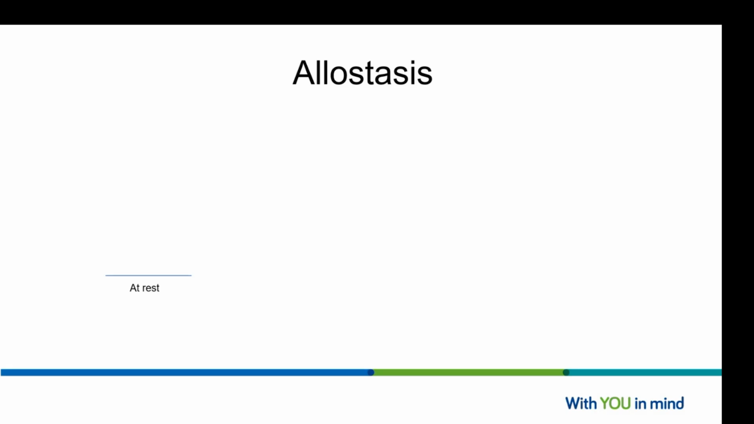But when that frightening situation happens, our amygdala just goes ping, and it sends a signal to our pituitary and adrenal glands to release our stress hormones. So our bodies get flooded with cortisol and adrenaline.